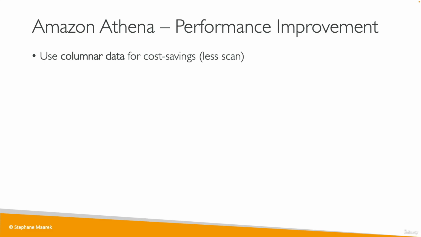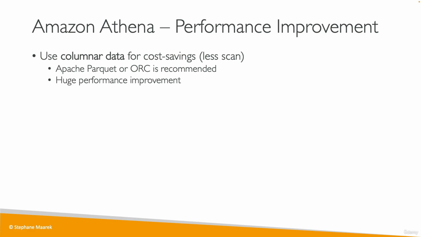First of all, because you pay for the amount of data scanned per terabyte, you need to use a type of data where you're going to scan less data. For this, you can use a columnar data type for cost savings because you only scan the columns you need. Therefore, the recommended formats for Amazon Athena are Apache Parquet and ORC, and it's going to give you a huge performance improvement.